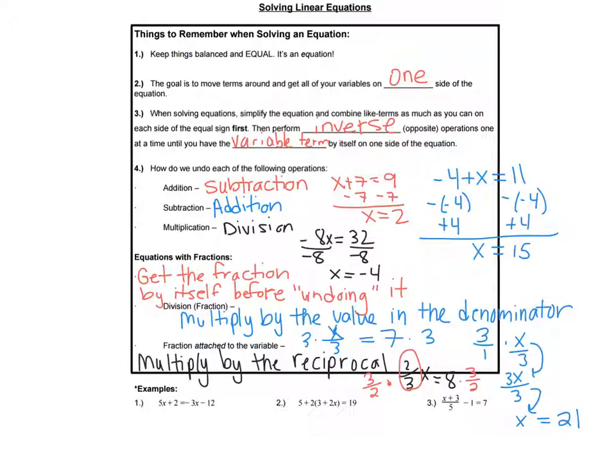So on the left-hand side, 3 times 2 is 6, 2 times 3 is 6, so you get 6 over 6x. On the right-hand side, 8 is a whole number, it's 8 over 1, so 8 times 3 is 24, 1 times 2 is 2, and so you simplify and you get that x equals 12.